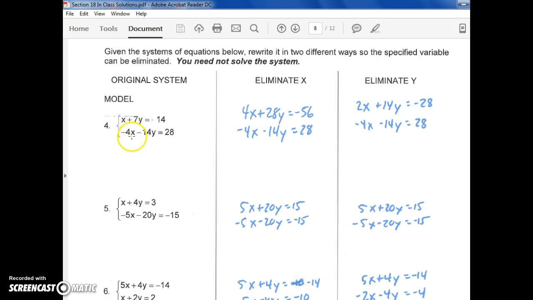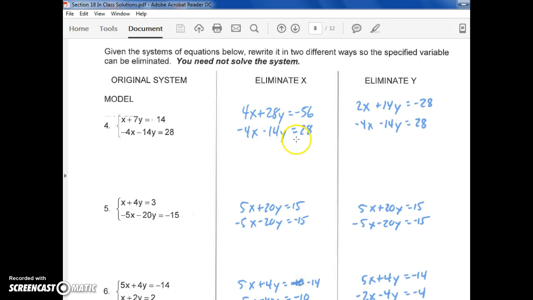So if I've got a negative 4x, I think I'm going to leave that because it's fairly easy to turn this 1x into a 4x. Just multiply by 4. So when I multiply by 4, I'm going to have 4x plus 28y equals negative 56. And the second equation, I didn't need to do anything.